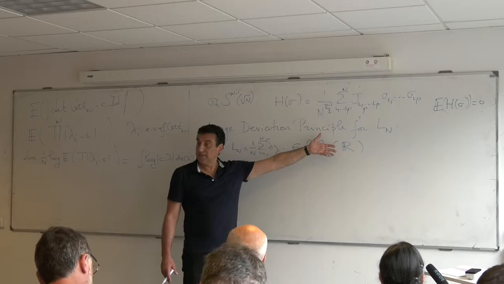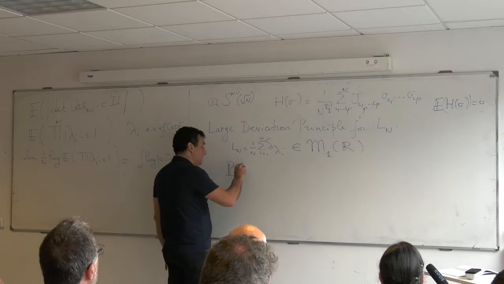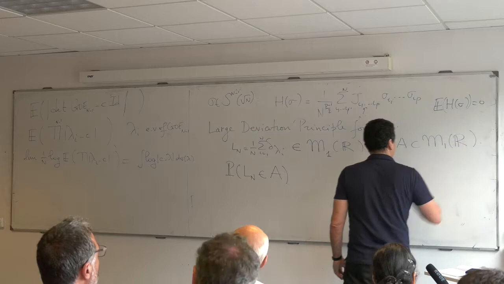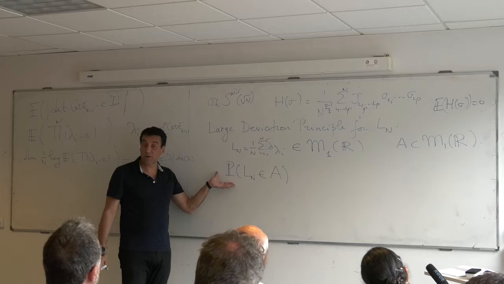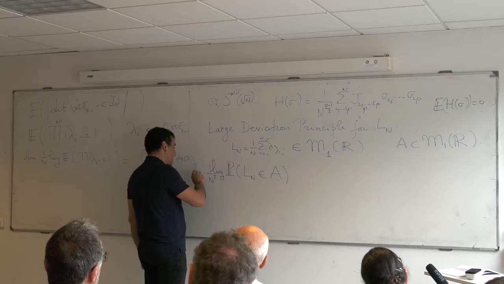This is a random element of this space, and on this space I want to say that the law of this thing satisfies the large deviation principle. So I want to look at the probability that Ln is in a set A, where A is a subset of all possible probability measures on R, a Borel subset, but we can forget that. And you want to understand how this behaves. I said this should behave like exponential minus n squared times something, when A does not contain the semicircle.